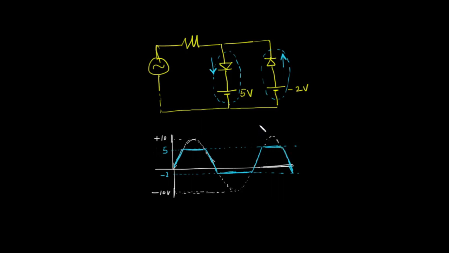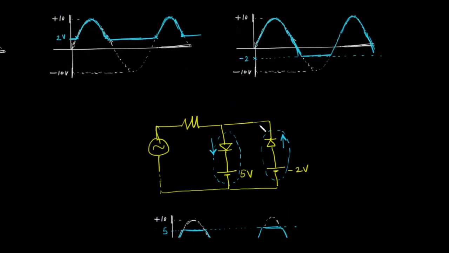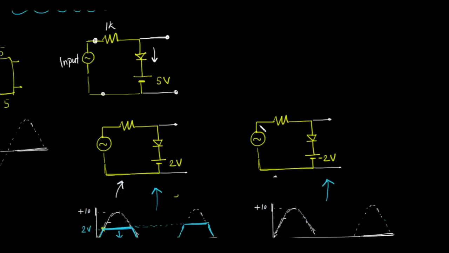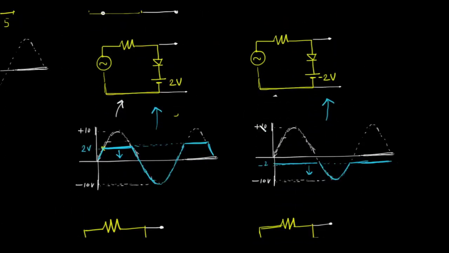So this type of clipper, where the diode is pointing downwards, and the upper part of the signal is clipped. This part of the signal is clipped and this part of the signal is clipped. The upper part of the signal is clipped. This is called a positive clipper.